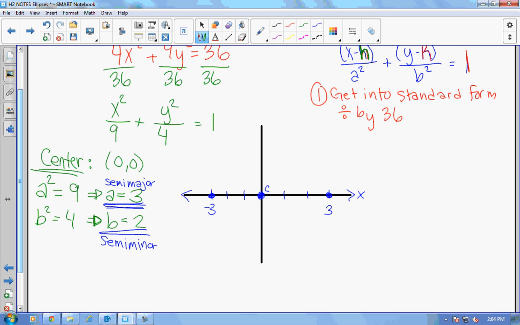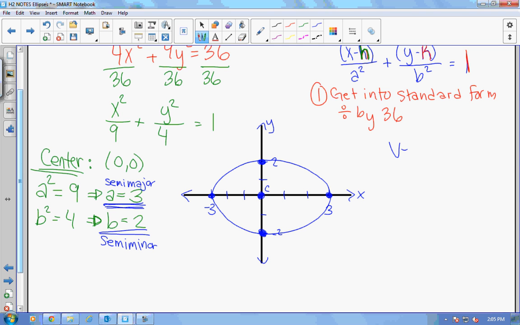So, from the center, what do we do? Go up 2 and down 2 from the center. Now make it evenly spaced. Kind of evenly spaced. Mine's not a great example. Okay, and once you have those vertices, you can graph your ellipse.